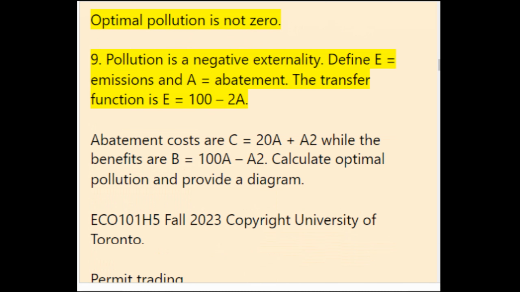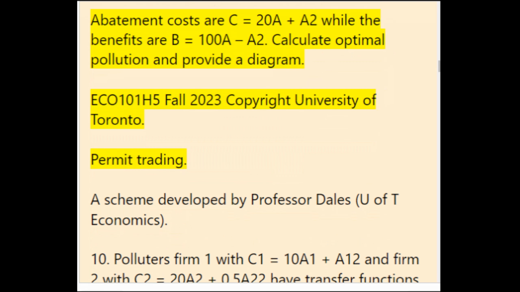Optimal pollution is not zero. 9. Pollution is a negative externality. Define E = emissions and A = abatement. The transfer function is E = 100 - 2A. Abatement costs are C = 20A + A², while the benefits are B = 100A - A².